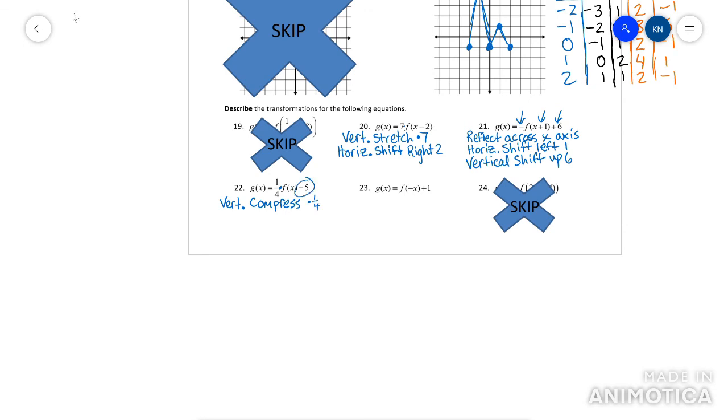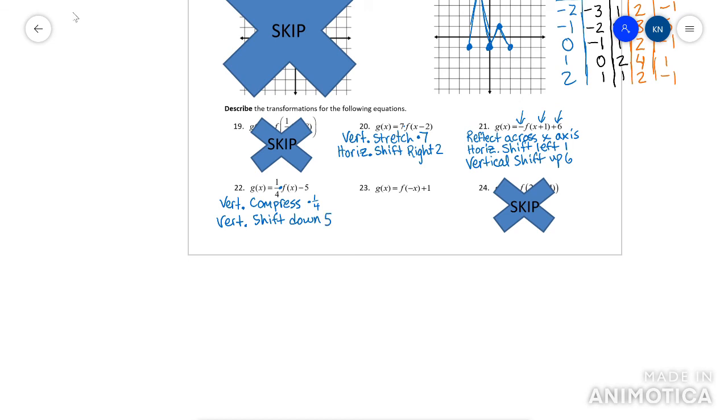The second transformation would be this -5. That is outside, so it has to be vertical. It's a plus or a minus, which means it's automatically a shift. Since it's vertical, you would do what it says and you would subtract 5, and subtracting 5 vertically moves you down 5.